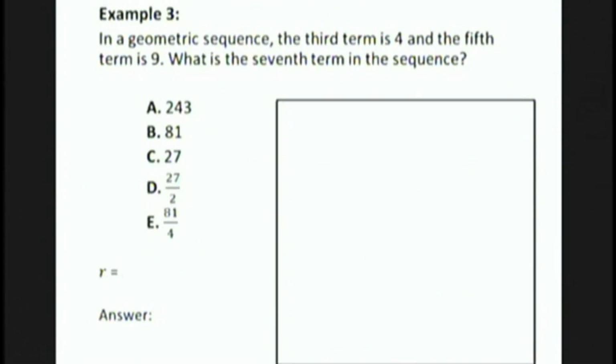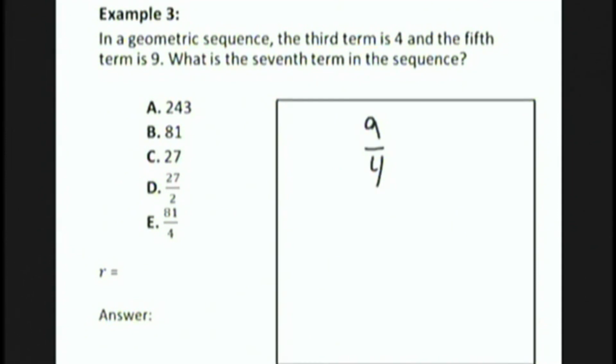Let's try another example. In a geometric sequence, the third term is 4 and the fifth term is 9. What is the seventh term in the sequence? Okay, so the first step is to divide 9 by 4.